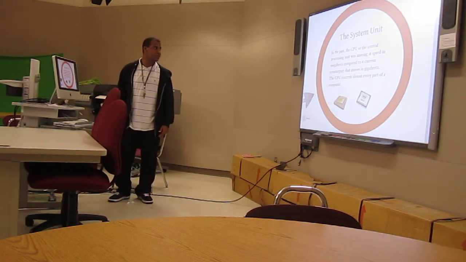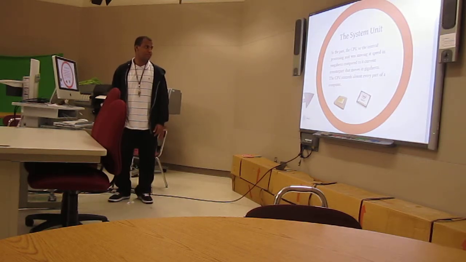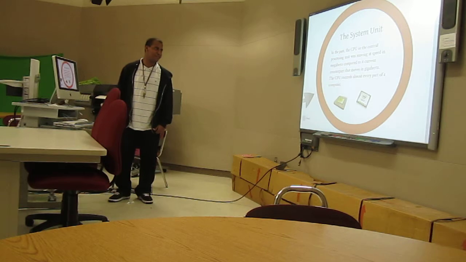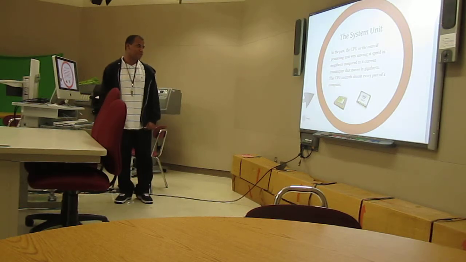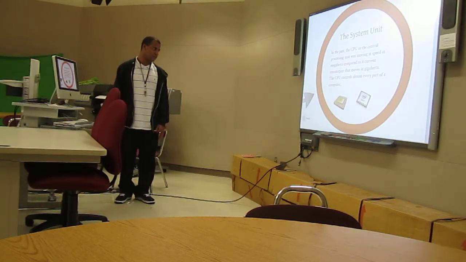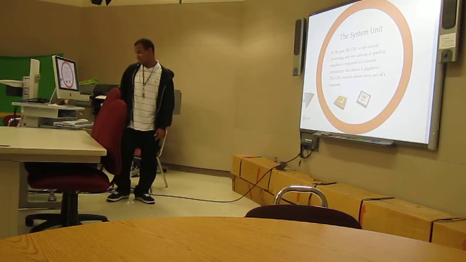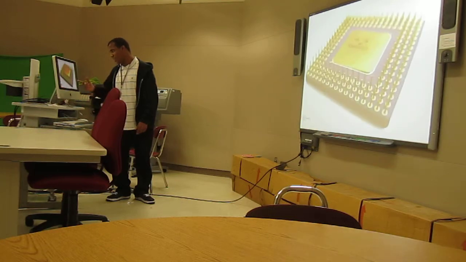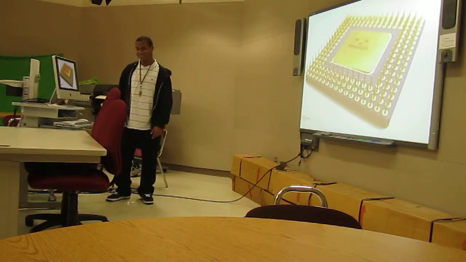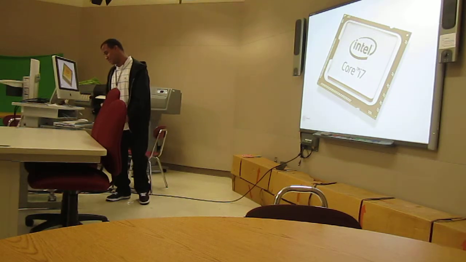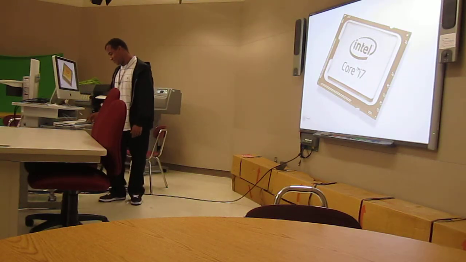The system unit: in the past, the central processing unit moved at a speed in megahertz, compared to its current counterpart that moves in gigahertz. The CPU controls almost every part of the computer. This is an old CPU. This is a more up-to-date, newer version of a CPU. They're a lot smaller now than they used to be.